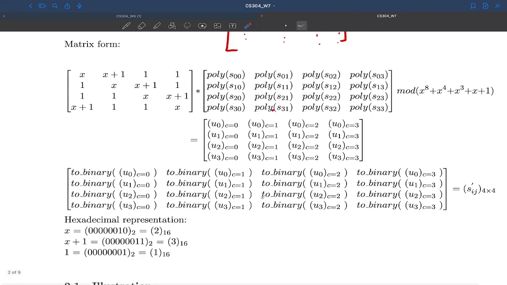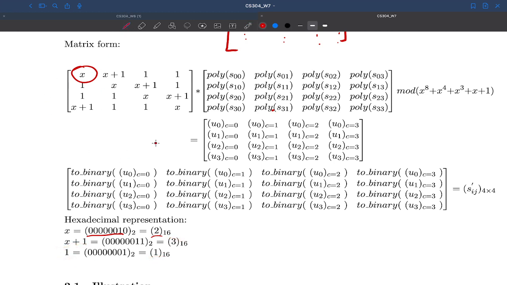One thing: this x, how will you write this x in binary? Here the coefficient of x raised to power 1 is 1 only, the rest of the terms have 0. So this is the way you will write this x. So in hexadecimal, what is this? This is 2. Similarly in hexadecimal, the value of x plus 1 is 3. Similarly the hexadecimal value of 1 is 1.